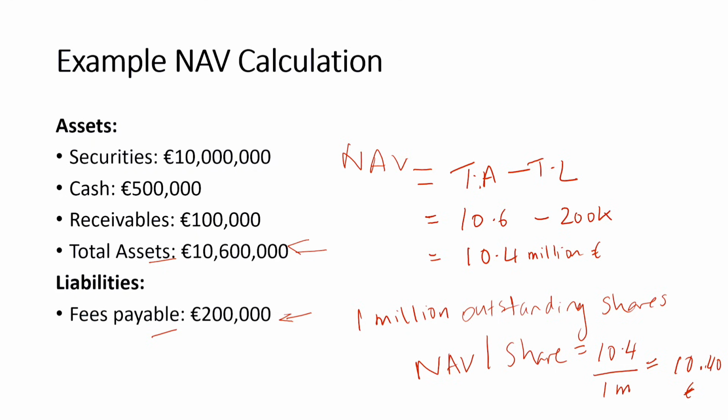Okay, so here very simply we have calculated the NAV. Now, from where do you get the information? TA, TL, etc. These come from the balance sheet. So any time you have a balance sheet, it's going to be very easy to calculate the NAV. Just take the assets minus the total liabilities.